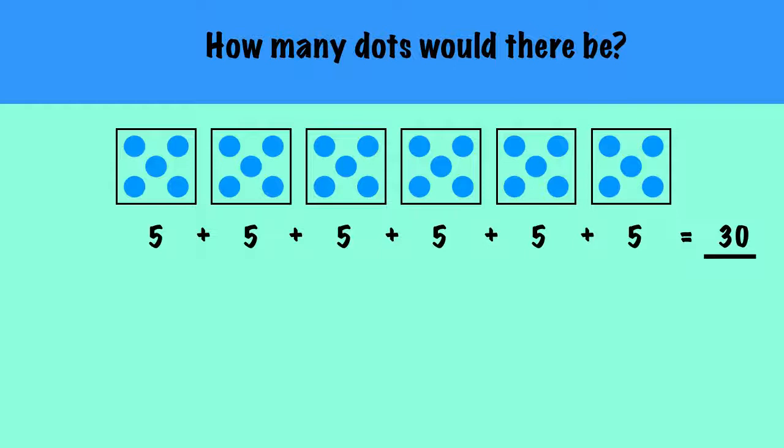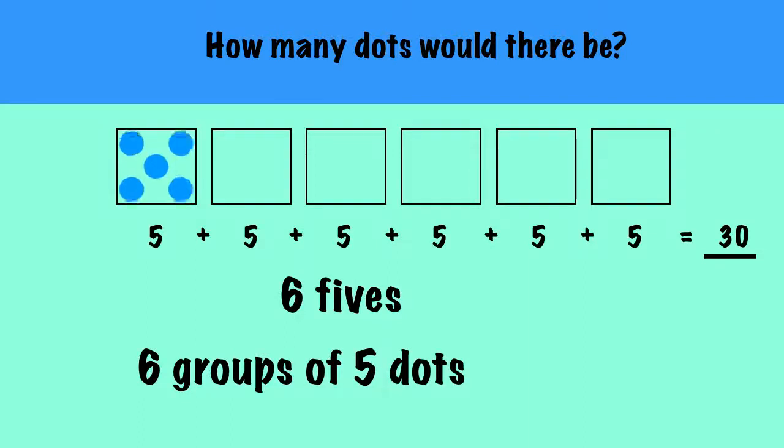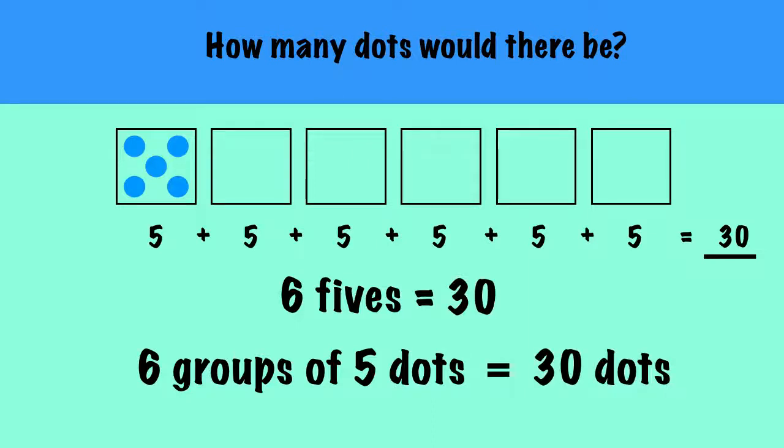Now, one way you can think about this is that we added together 6 5s. 6 of them because we had 6 groups. 1, 2, 3, 4, 5, 6. 6 groups. And 5s because each group had 5 dots. When we counted this all up, we got that there were 30 dots. But what's important is that we were actually counting 2 things. 6, the number of groups, and 5, the number of dots in each group.